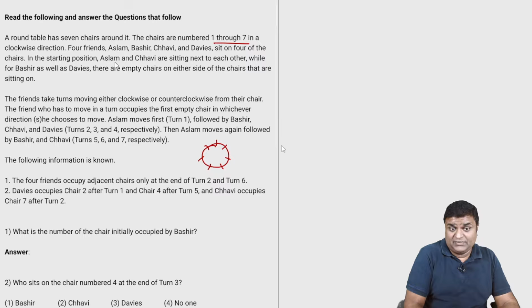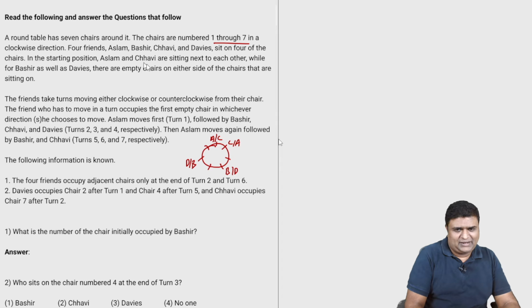The initial clue over here is what? In the starting position, A and C are sitting next to each other. Let's say A slash C and C slash A, right? So, let's make it clear, A slash C. Now, what about B and D? B and D are seated such that there are empty chairs on either side of the chairs that they're sitting on. So, I can't put B or D over here because that's next to C or A, right? So, therefore, I have to put B over here, means 2 empty chairs, and I put D over here. Or it can just be the other way around, right? B or D over here and D or B.